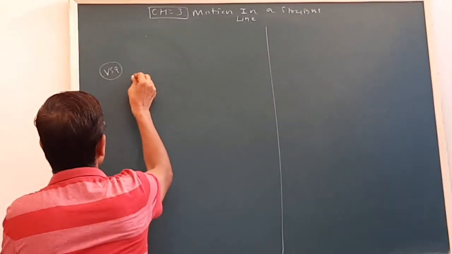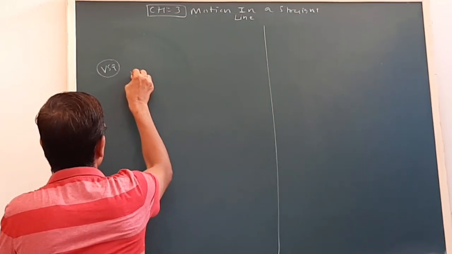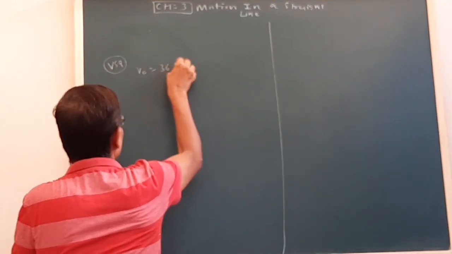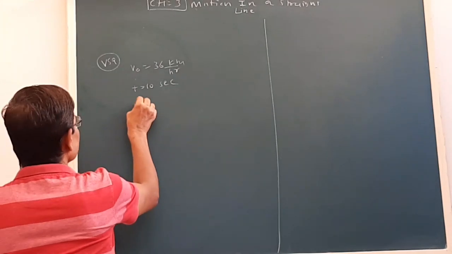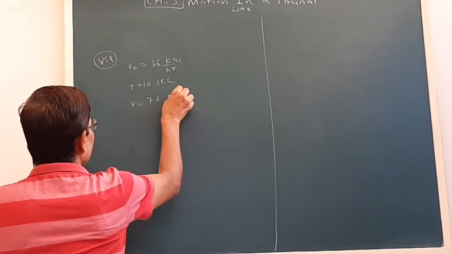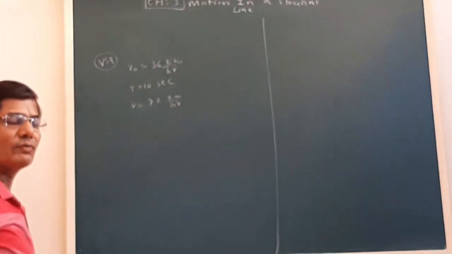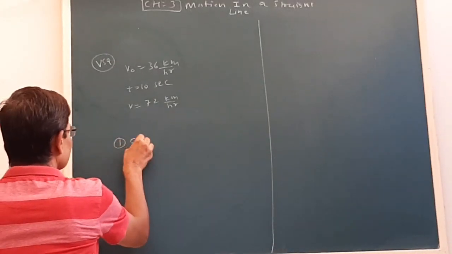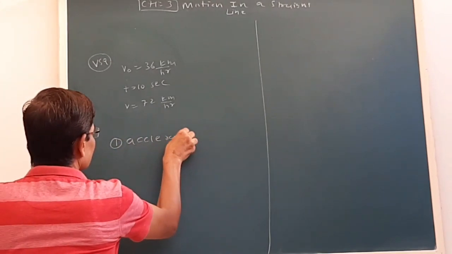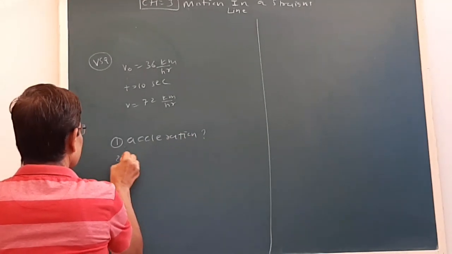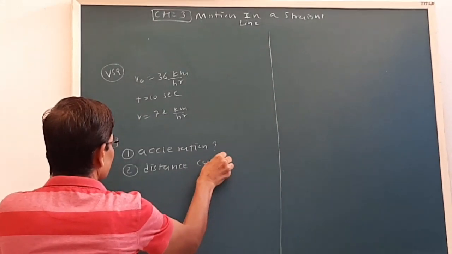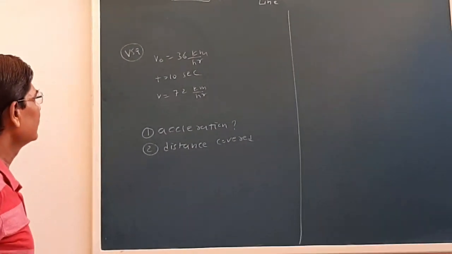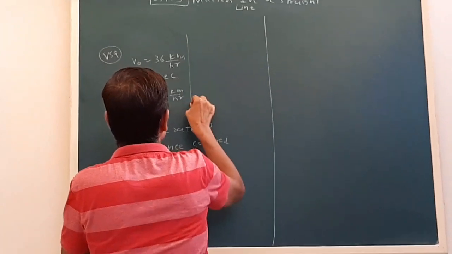Let us say a car moves with a velocity of 36 km per hour. After 10 seconds, its velocity becomes 72 km per hour. Suppose we have to find out the acceleration of the car and the distance covered. That can be found out by using the equations we derived earlier.